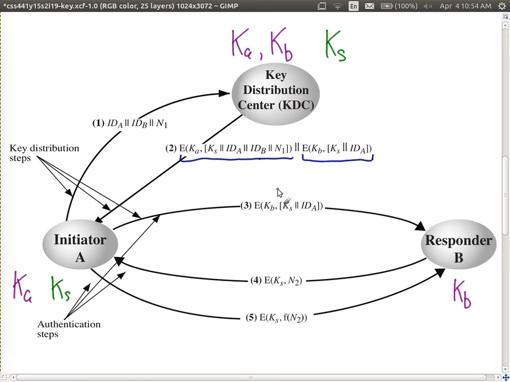And if you look closely, message 3 is identical to the second part of message 2. So what happens is that when A receives message 2, they decrypt the first part, learn KS, and simply forward the second part onto B. They don't need to decrypt, they just take that ciphertext and send it on as is.